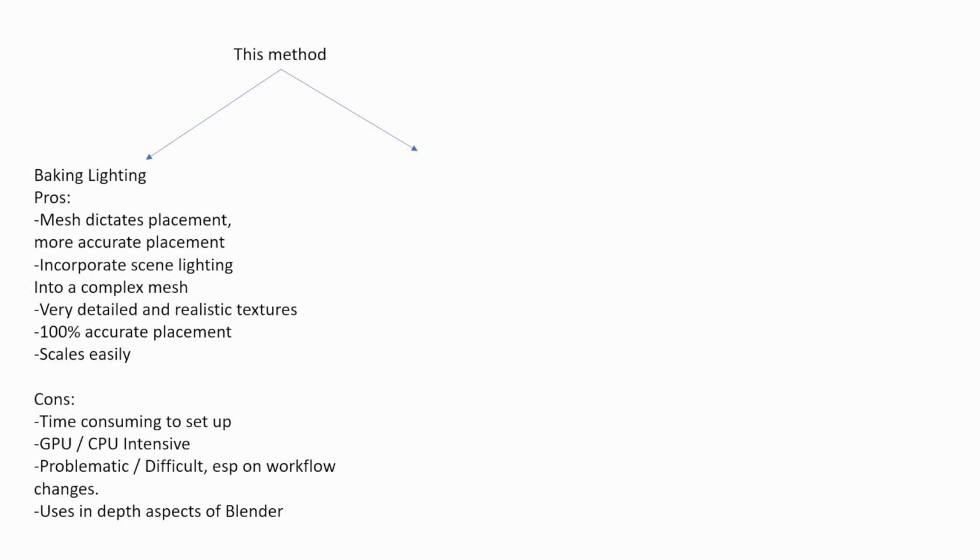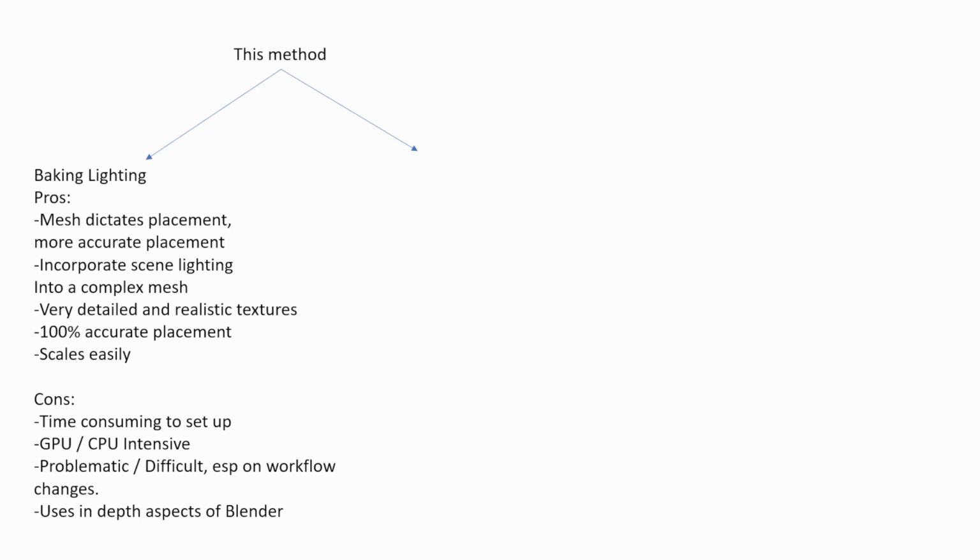And then you can incorporate your exterior lighting. Say you build a complex mesh and you have lights and shadows that you don't want to have to render in Unreal Engine, you can incorporate lighting from your Blender scene into that texture, and it'll carry over. So you get very detailed and realistic textures with 100% accurate placement. And once you get a system in place, if you want to make more fixtures, it scales up pretty easily. What I have had finicky results with is scaling into higher complexities, but we'll get to that.